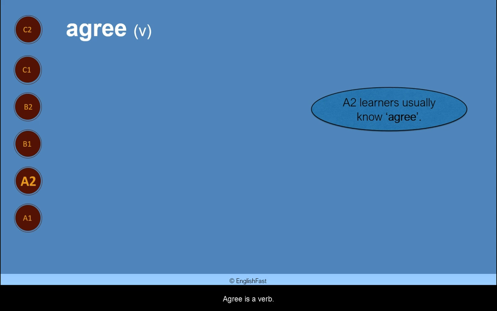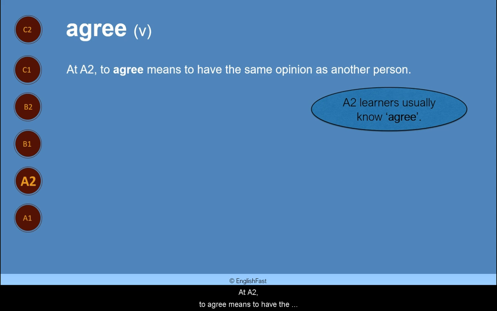Agree. Agree is a verb. A2 learners usually know agree. At A2, to agree means to have the same opinion as another person. Here are some examples.